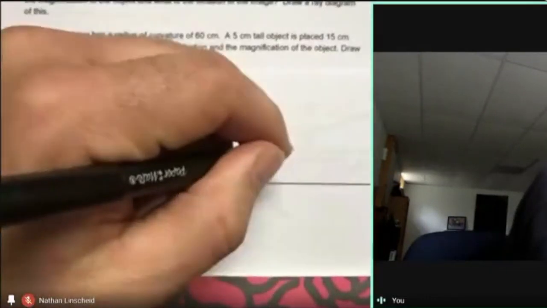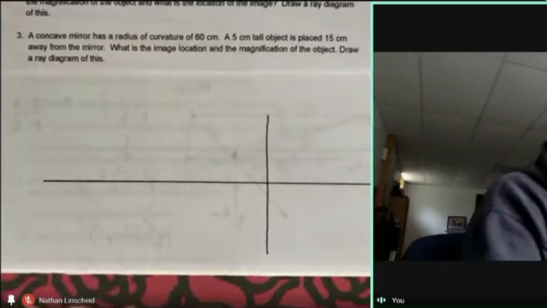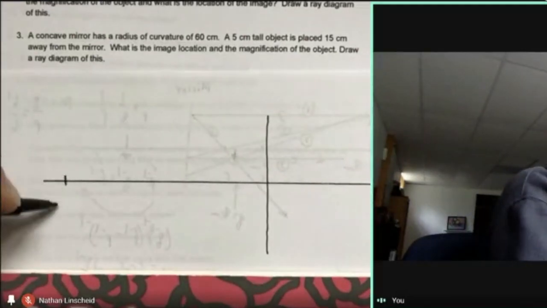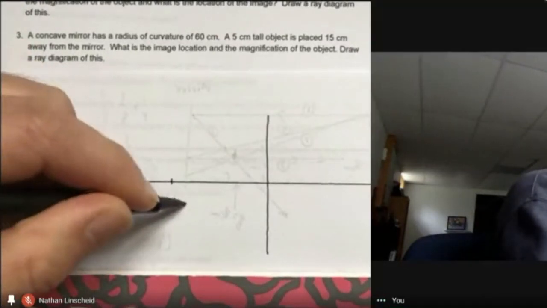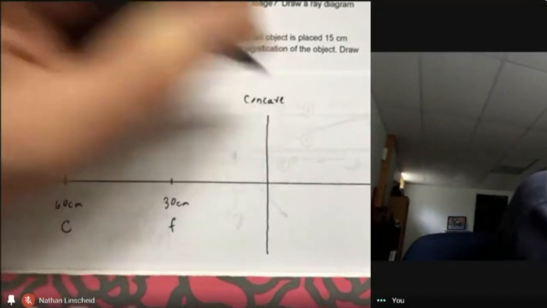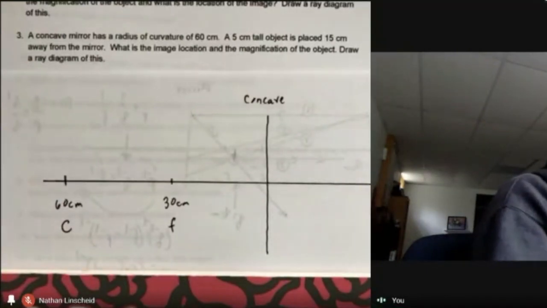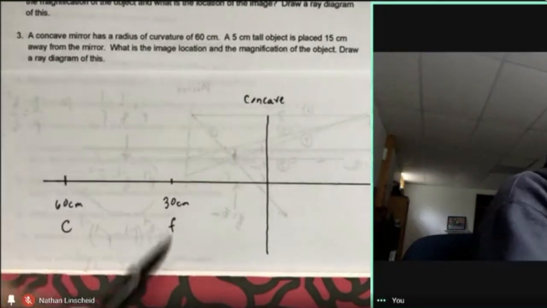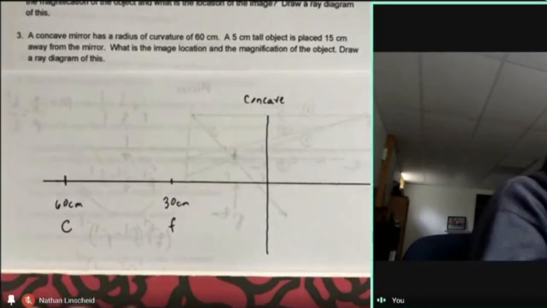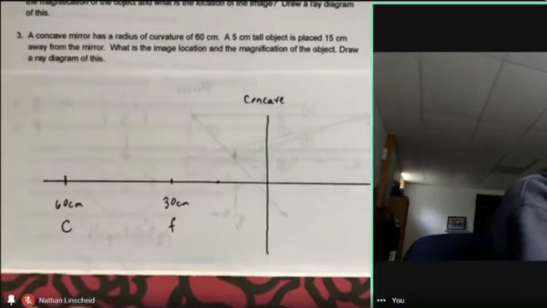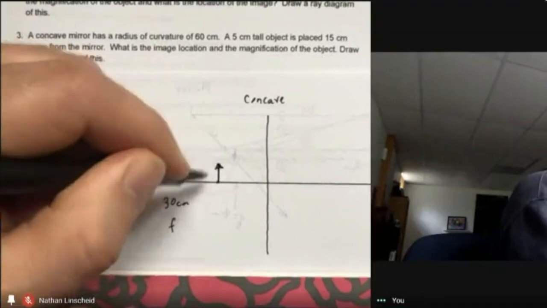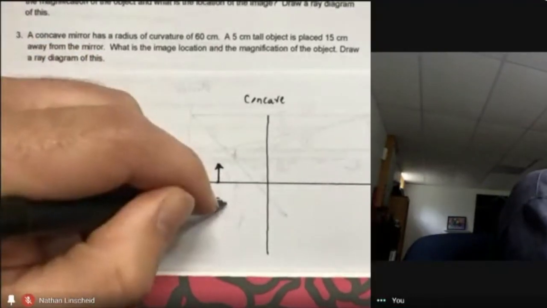All right. So once again, I'm going to draw my axis and my mirror. And it says that it has a radius of curvature of 60 centimeters. Okay, so we're going to call this 60 centimeters here, and this is our C, which means that our focal point is about halfway. Again, this is a concave, so the focal point is on the front side. The object is on the front side. Now the object is 5 centimeters tall, and it's 15 centimeters away from the mirror. So it's actually inside the focal point, and it's about this tall. Okay, so P equals 15 centimeters.